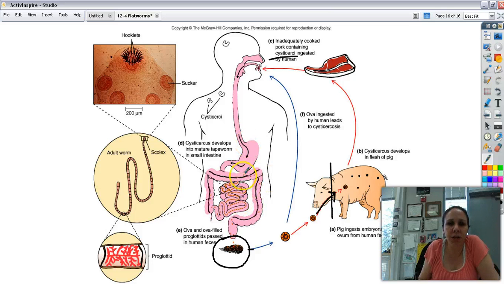Now sometimes the larvae get lost, and they come out and hang out inside of your muscles, and sometimes up into your brain. So remind me tomorrow and I will show you a picture of a whole bunch of these in a human brain.